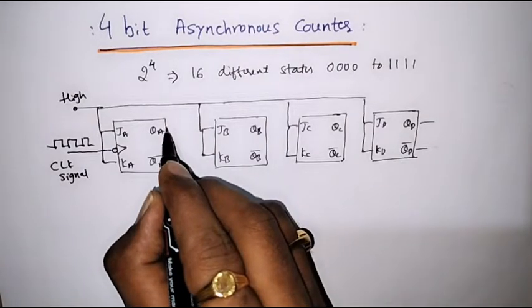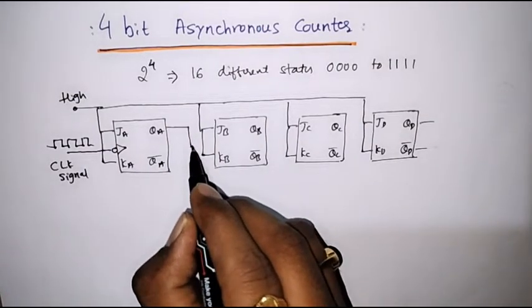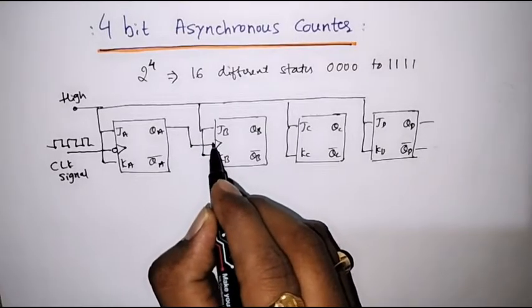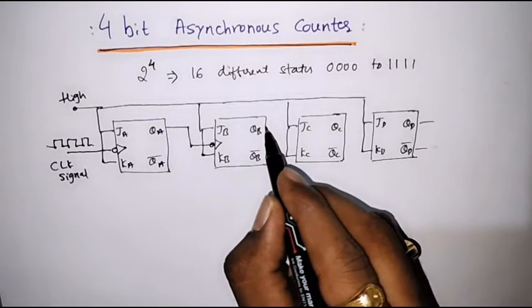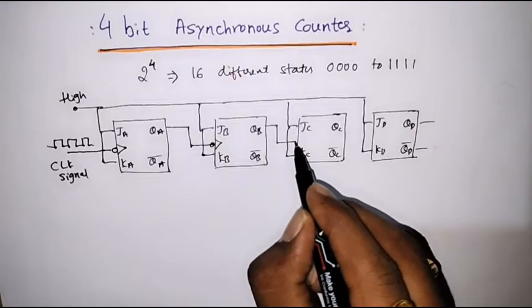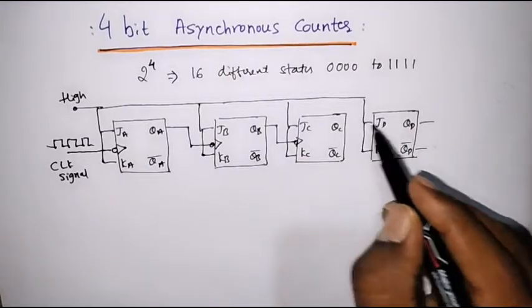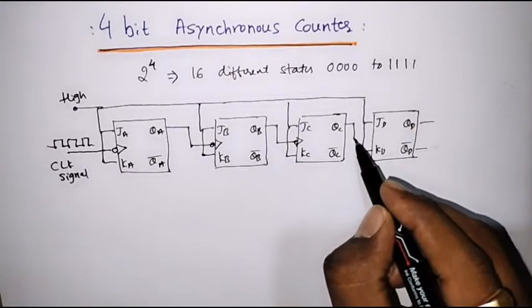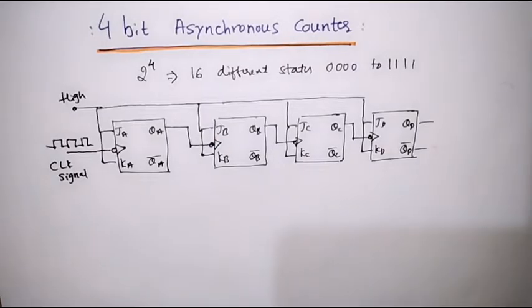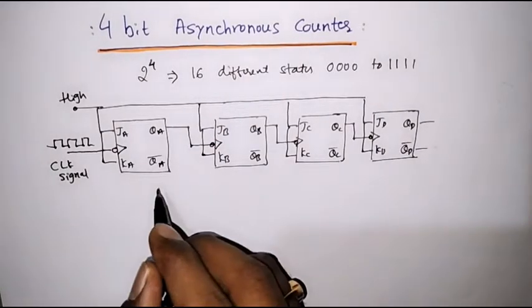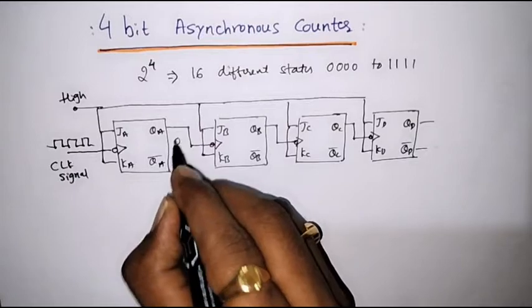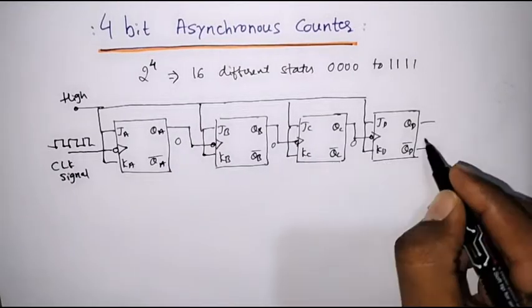The output of the first flip-flop acts as clock input for the second flip-flop. The output of the second flip-flop acts as clock input for the third flip-flop, and the output of the third flip-flop acts as clock input for the fourth. Okay, initially we'll assume that the output of all the flip-flops is 0.